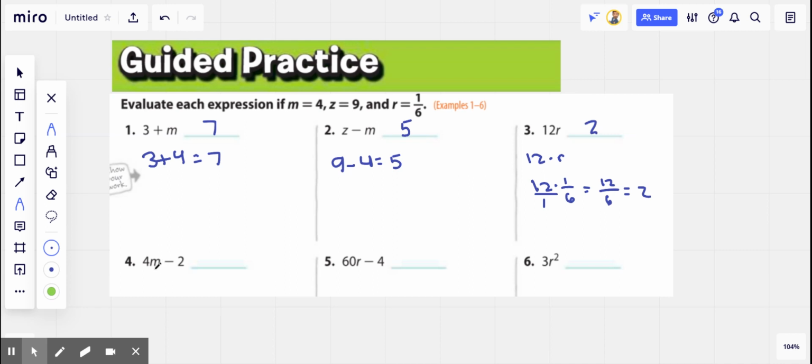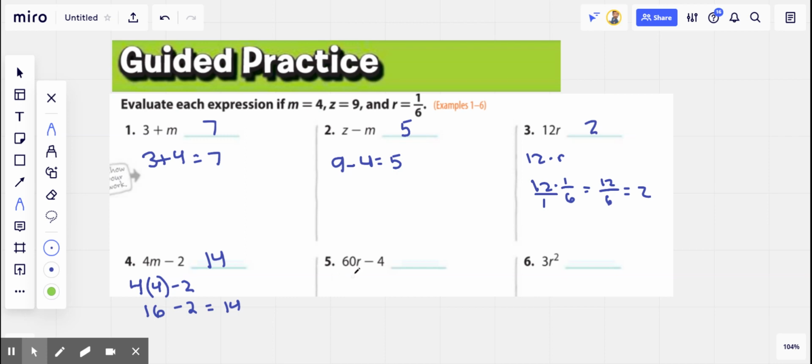All right, let's do number 4. 4m minus 2. If m is 4, so it's 4 times 4 minus 2. Well, with that order of operations, we have to multiply this first. So 4 times 4 is 16. And then 16 minus 2 equals 14.